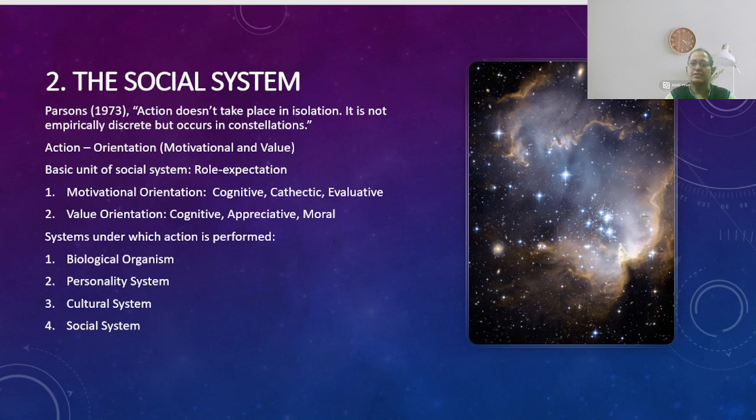Okay. Now let's move to the next concept to see how these four systems mentioned here, the biological, personality, cultural, and social, are interconnected. Okay. Now let's move.